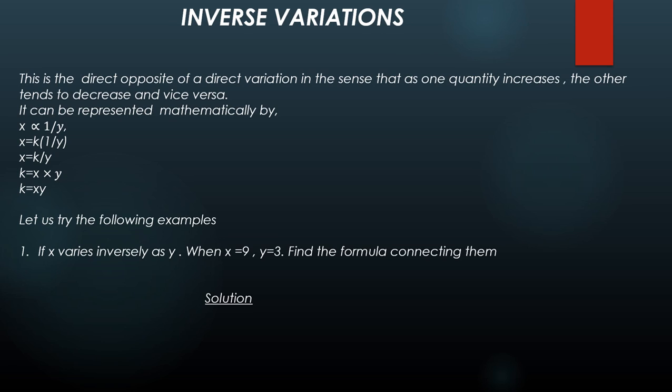There is not much difference between this and direct variation in terms of solving. In variation, what you need is your correct formula. This is talking about inverse variation, so you note the word inverse, and you note the kind of formula to use. So we have it here as x varies inversely as y, so it becomes x equals k over y.